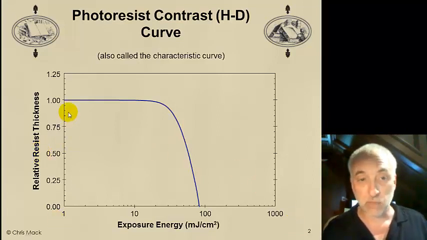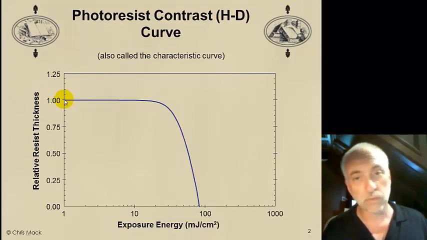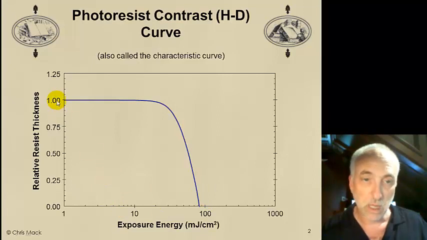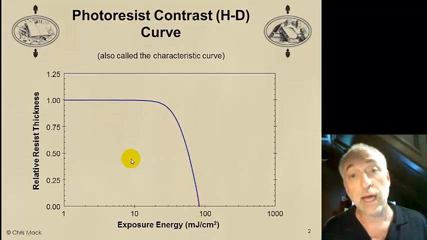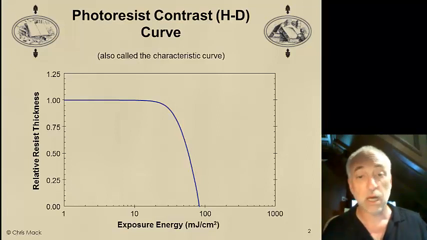We plot it on a relative scale, so the original thickness would be 1 on this scale, and we plot the exposure dose or exposure energy on a logarithmic scale. And then we look at thickness versus dose. And we get a highly nonlinear result, even on this logarithmic scale.